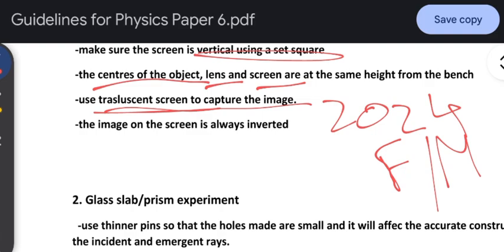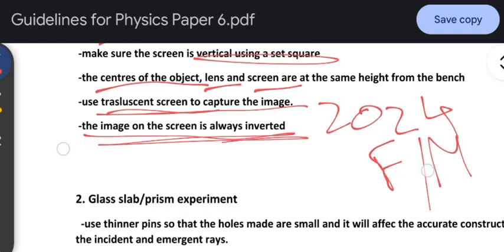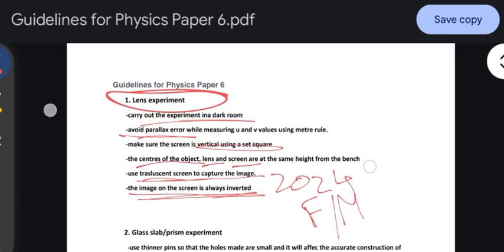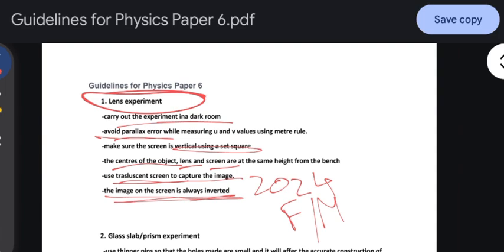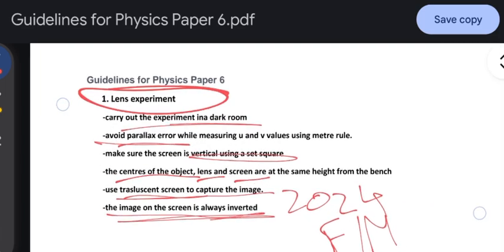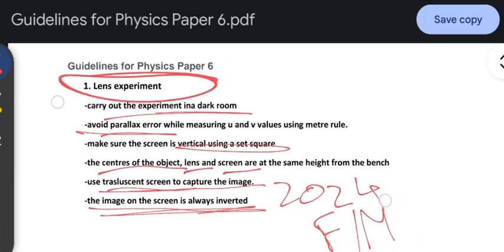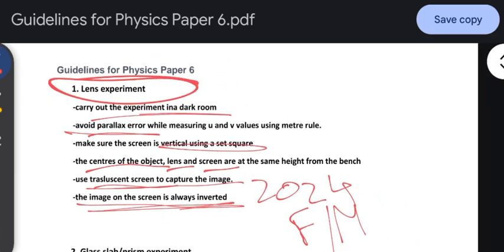Now, the image on the screen is always inverted. Remember this. This is for the lens experiment, so please memorize all this. First of all, carry it out in a dark room. Avoid parallax error. Ensure that they are the same height from the bench. Ensure that the screen is vertical using a set square. Use a translucent screen to capture the image. And the image on the screen is always inverted.